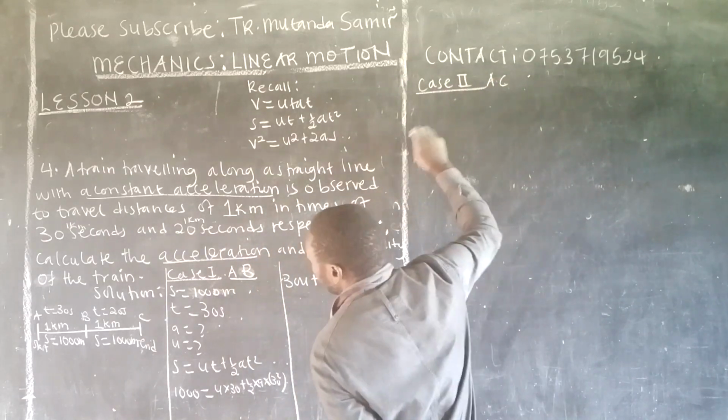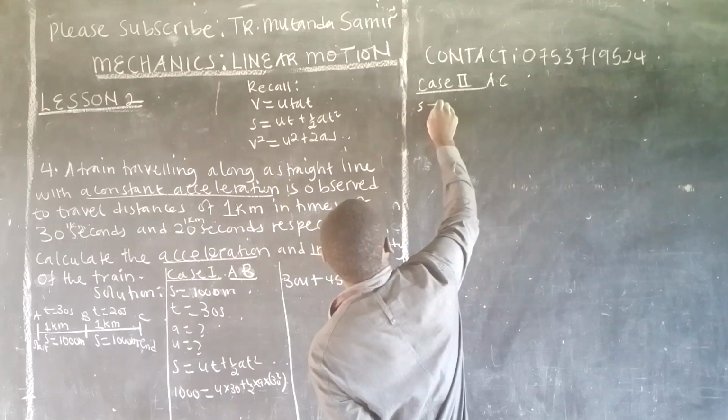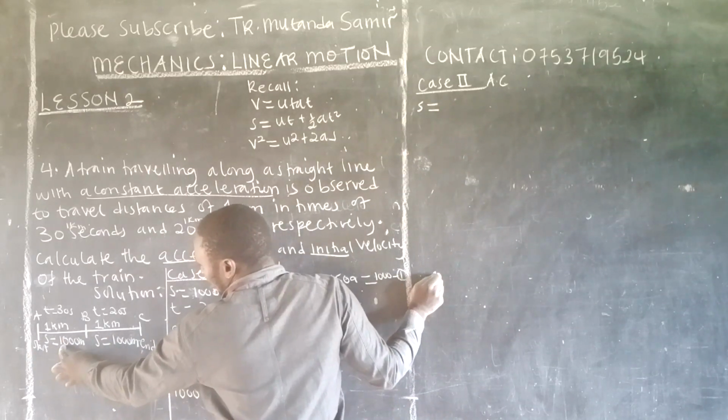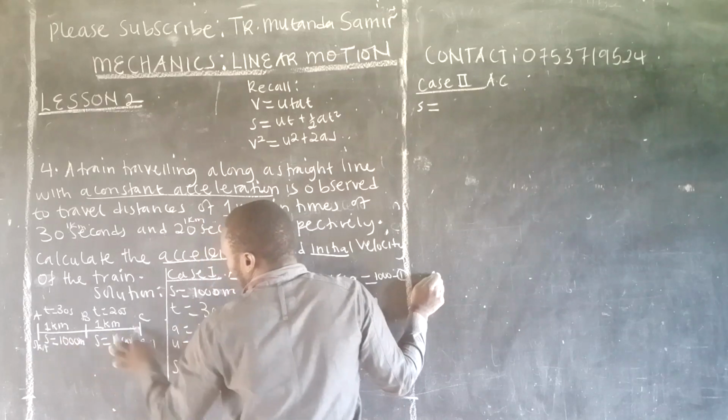So AC will be, let's now harmonize it. What will be our S? The displacement from A to C. Remember, we have 1,000 plus 1,000. This is 1,000 plus 1,000. So that will be 2,000.